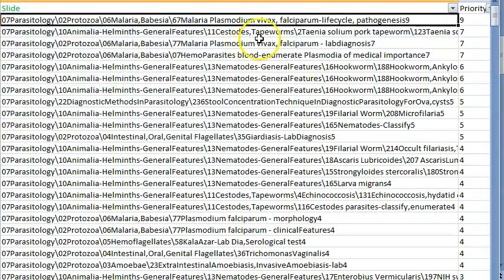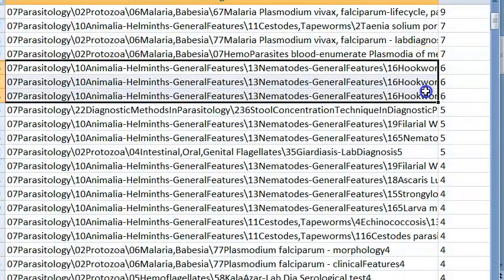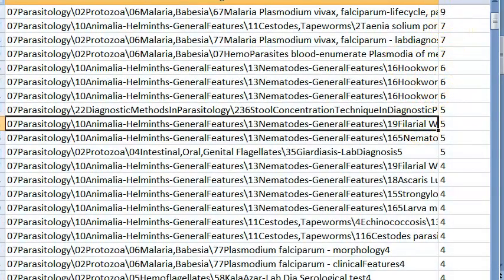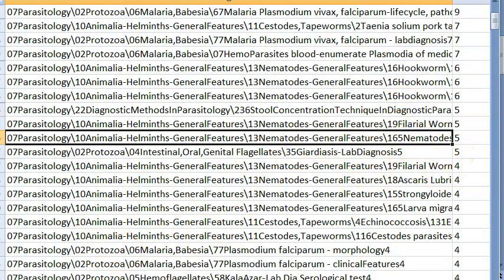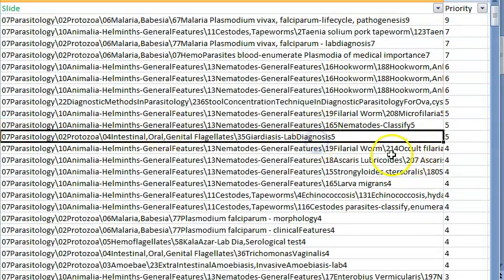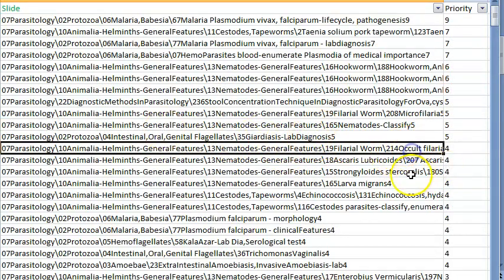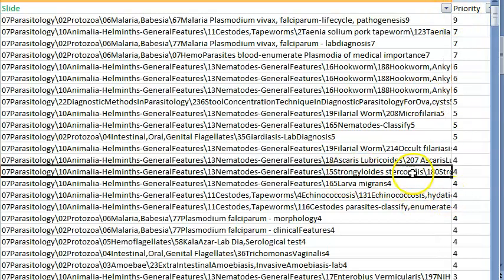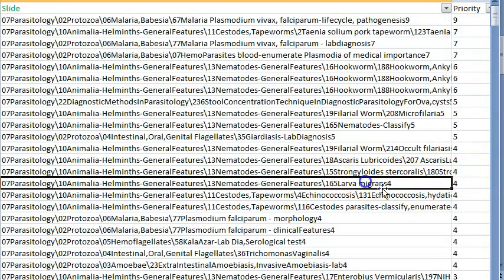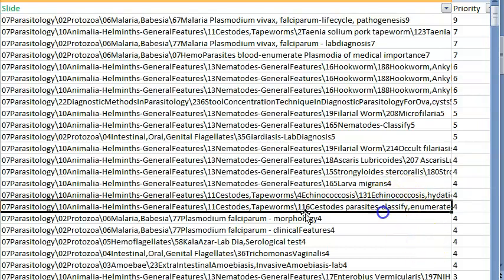Basically, the important questions will be like malaria, tapeworm, then hookworm very important, then filarial worm, stool concentration techniques to find these parasites, and then general features of nematodes. Nematodes classification important, then giardiasis, occult filariasis, Ascaris lumbricoides, that's roundworm, right? All those are very important. Strongyloides stercoralis, all these are important. Larva migrans, when it enters via the skin and makes its way, you will have some skin reaction. That is larva migrans, isn't it? Then echinococcus, cestodes, all these are important.